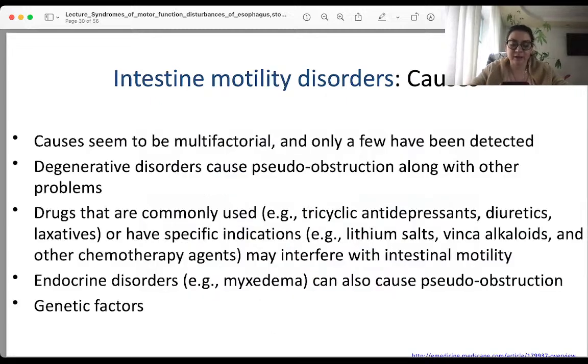Main causes. It can be multifactorial in most patients. Only a few have been detected. First of all, degenerative disorders cause pseudo-obstruction along with other problems. Drugs that are commonly used also play a role: tricyclic antidepressants, diuretics, laxatives, or drugs with specific indications like lithium salts, vinca alkaloids, and other chemotherapy agents.